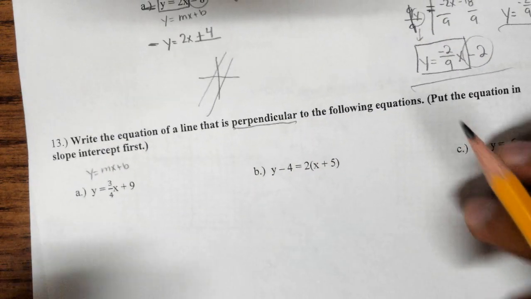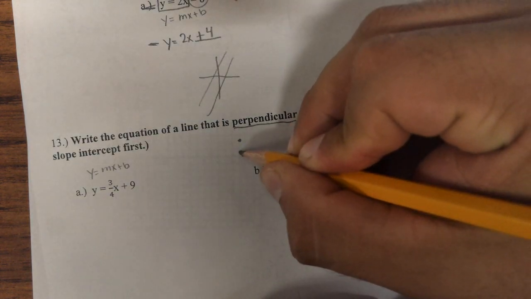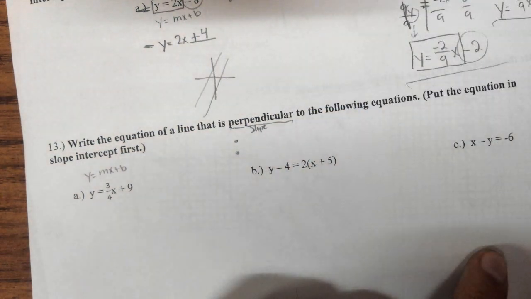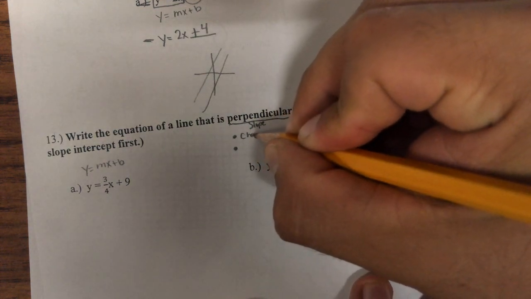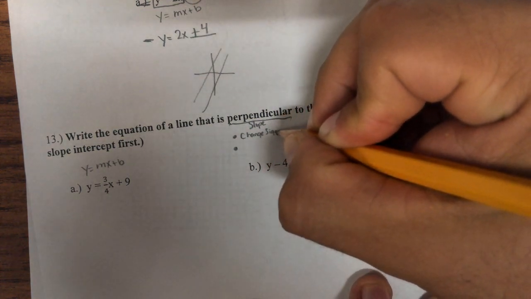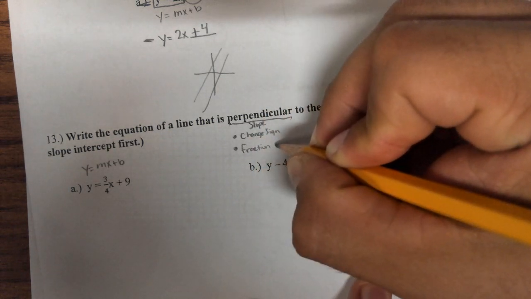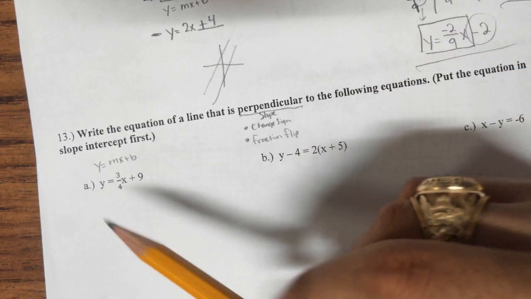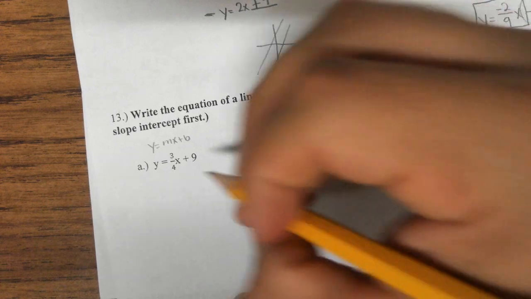Now, depending on which teacher you had, maybe they taught it a little bit different, but the big gist of it is that you need to make sure that it does two things. Your slope has to do two things for something to be perpendicular. It has to change sign, and the fraction has to flip. Right? You need to make sure that you're doing both of those for perpendicular. So before I can write out my equation, I need to make sure that I focus on the slope and that I do both of these things to it.